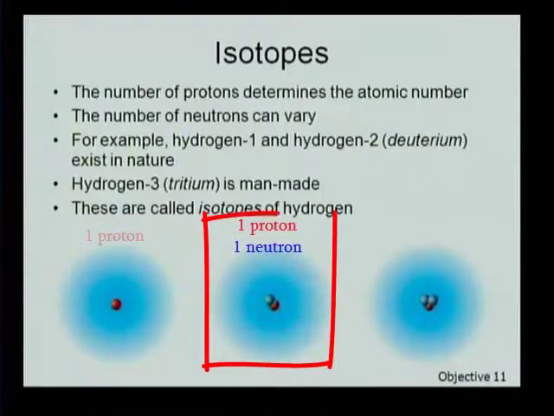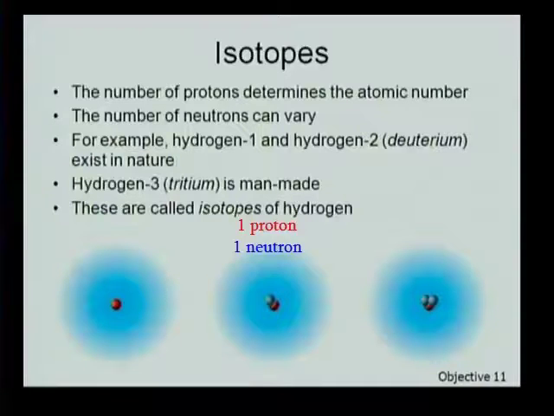If we add a neutron to that, then it still has the same chemical properties because it still has one electron, still has the same atomic number because it still has one proton. So those things haven't changed. It's still hydrogen because it still has the same atomic number, same chemical properties. The only thing that's changed is the atomic mass. This has a mass of 2, and so we call it hydrogen 2 or deuterium.